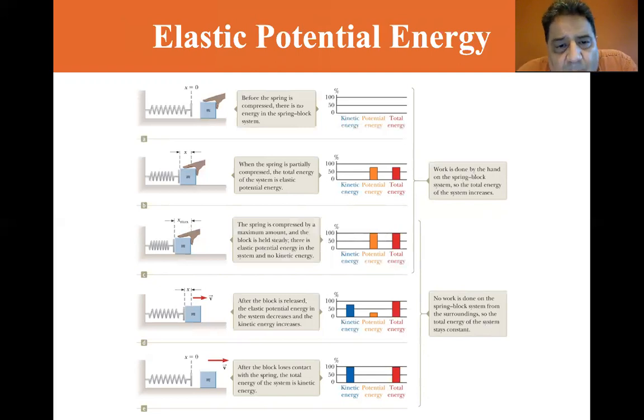You compress the spring more to the maximum amount, and then you have all elastic potential energy and no kinetic energy. It's not moving, and so your total energy is the same as the potential energy. Now, after the block is released, the elastic potential energy decreases and the kinetic energy increases. And when you start having velocity, you get some kinetic energy. And once the spring is fully extended, it has released all of its potential energy and turned it into kinetic energy. But you can see at the point that we've reached x max, the total energy doesn't change.